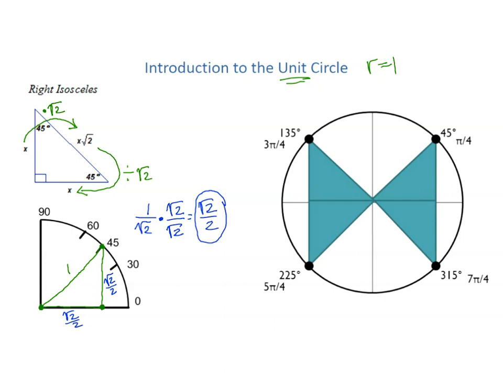So now I can come over to this diagram on the right and I can label it. This is root 2 over 2. This is root 2 over 2. Every time I see a leg, I know that it's root 2 over 2. And all my radii are 1.